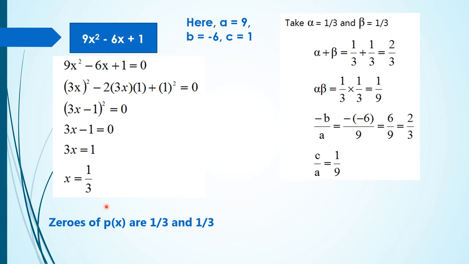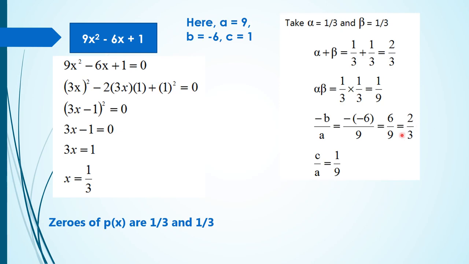Take the two zeros as alpha and beta. Alpha is 1 by 3 and beta is also 1 by 3. You have to find the four values. Alpha plus beta is 1 by 3 plus 1 by 3, which is 2 by 3. Alpha beta is 1 by 3 into 1 by 3, this is 1 by 9. Minus b by a: b is minus 6, so minus of minus 6 by 9.